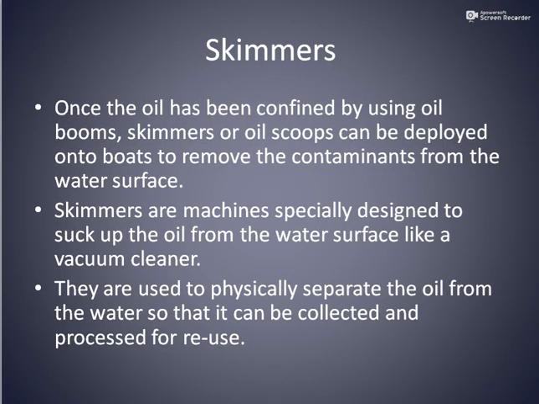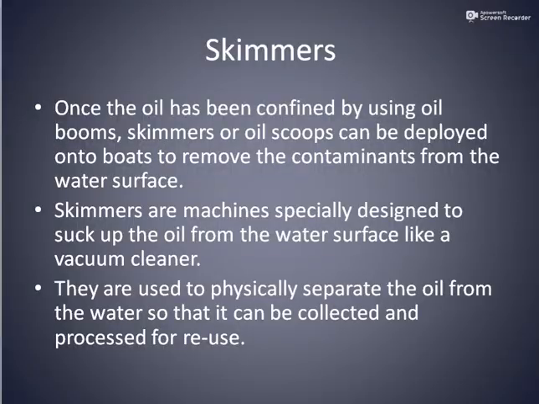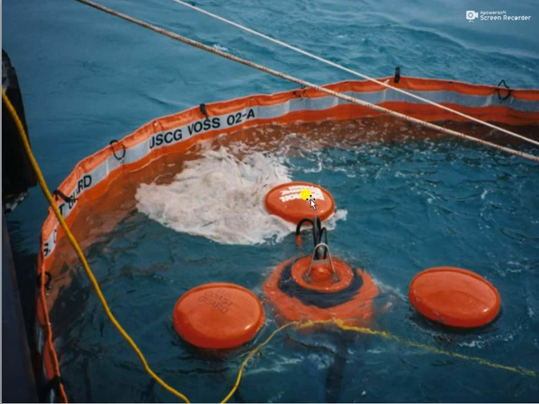And now let's talk about the skimmers. What are the skimmers? Just have a look at this. This is the process of skimming. Now what is happening in a skimmer? Once the oil has been confined by using oil booms, the skimmers or oil scoops can be deployed onto boats to remove the contaminants from the water surface. They are machines usually designed to suck up the oil from the water surface like a vacuum cleaner, and they are used to physically separate the oil from the water so that it can be collected and processed for reuse. Now, if you have a look over here, these are the skimmers, which will suck out the oil from the water.